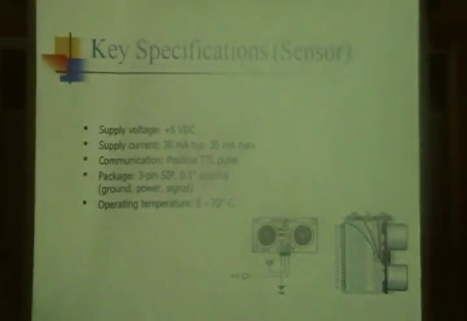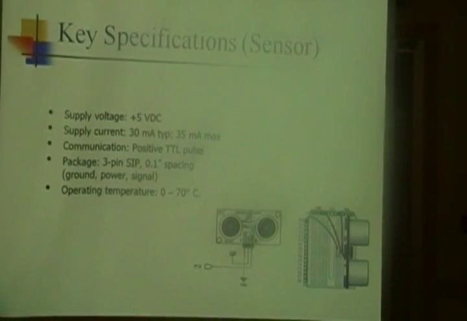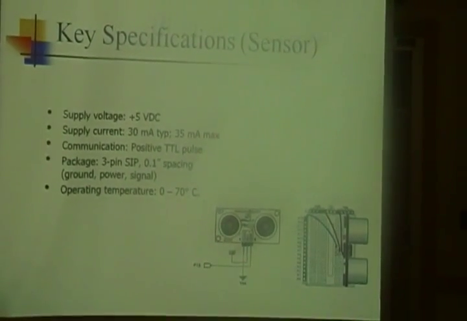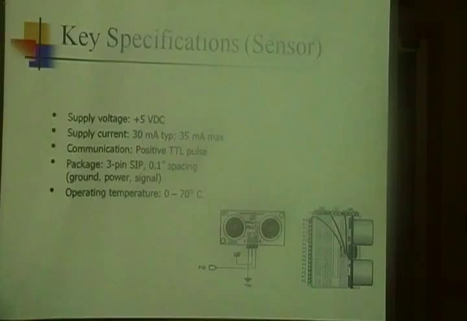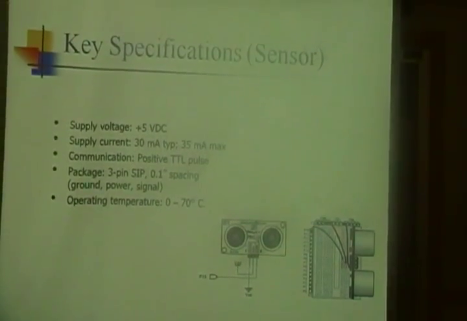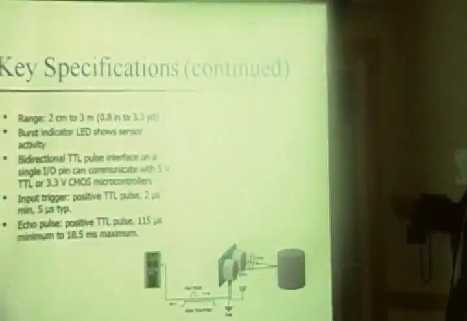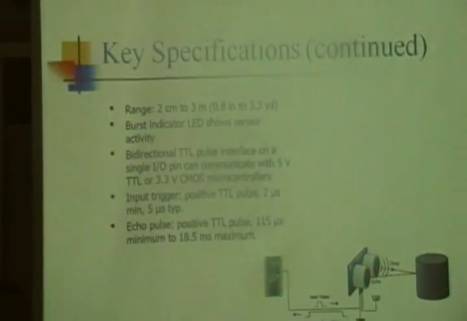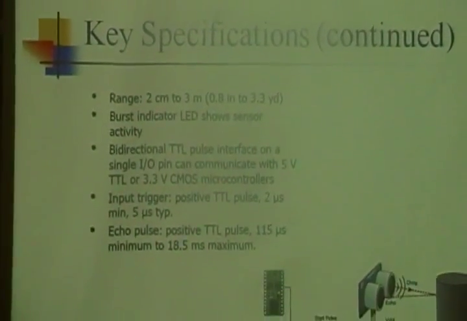The sensor we're using uses 5-volt DC and 30 milliamp current. It communicates using TTL buses. It has a 3-pin interface: a power, a ground, and a signal pin, which is input and output. It operates between 0 and 70 degrees temperature. It also has a range between 2 centimeters and 3 meters, which meets our design requirements.